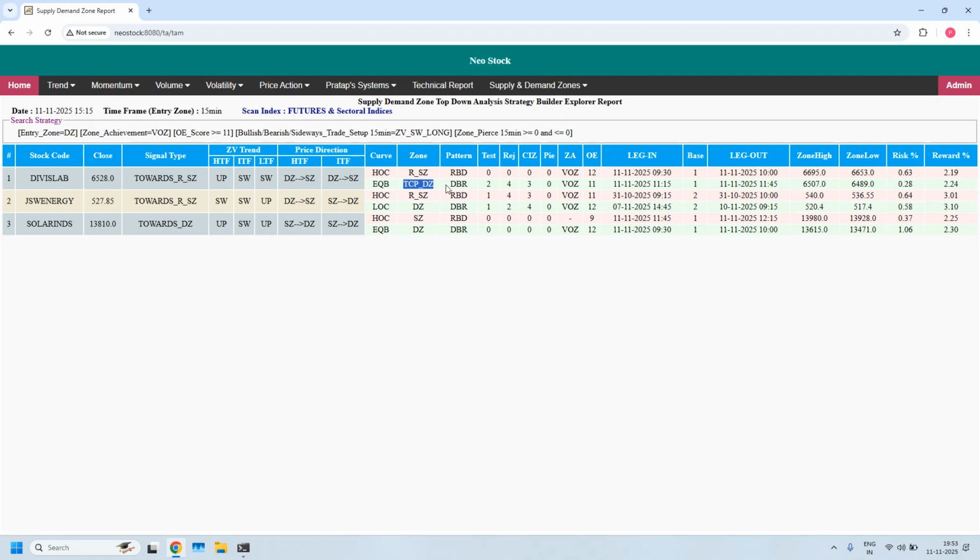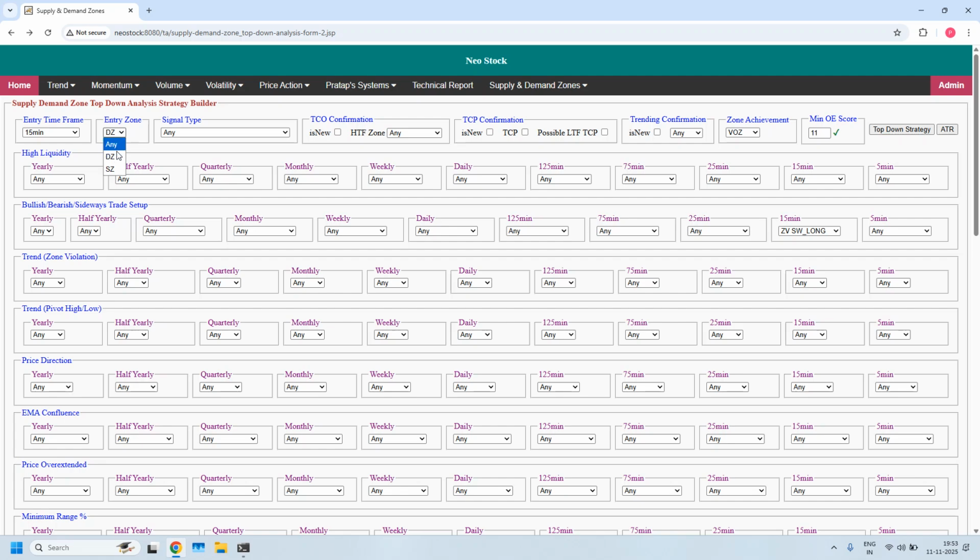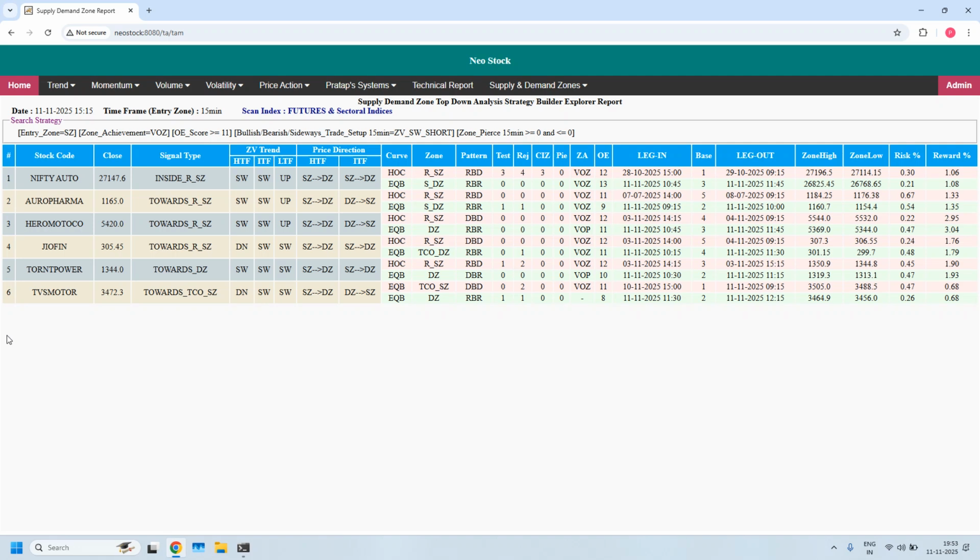Entry time frame zones are 15 minutes demand zones. You can plan trades only if less than 30.3 video checklist items are satisfied, otherwise there are higher chances of zone violation. Okay, next sideways short trade setup for daily income trade. Changes are 15 minutes supply zone and sideways short. Let's filter. So we got 6 stocks. Entry time frame zones are 15 minutes supply zones. You can plan trades in these 15 minute supply zones only if less than 30.3 video checklist items are satisfied.